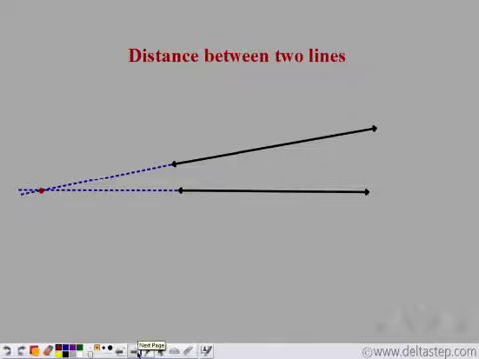So the minimum distance between these 2 lines is 0 because these lines intersect at this point. So this is the common point of both the lines. And at this point, the distance between the two lines is 0. So the distance between two intersecting lines is always 0. And that is why we generally do not talk about distance between two intersecting lines. We only talk about the distance between two non-intersecting lines.